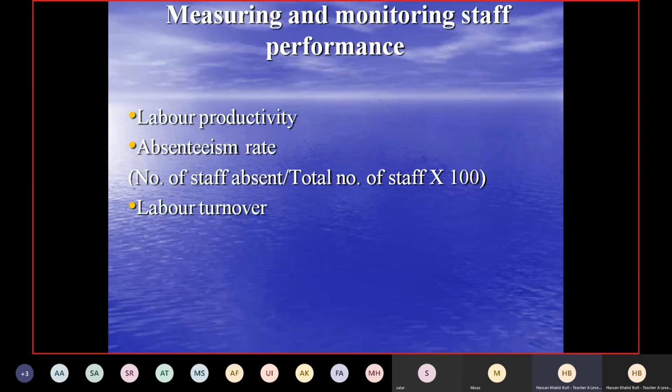Then we have labor turnover. Now I think you are familiar with that as well because you discussed that. In fact, we discussed that in AS level as well. So let me ask some of you, Abdullah West, what is labor turnover? Sir, labor turnover is the number of people who leave an organization per year. It is calculated with the formula number of people who leave the organization over total employees in the organization multiplied by 100.